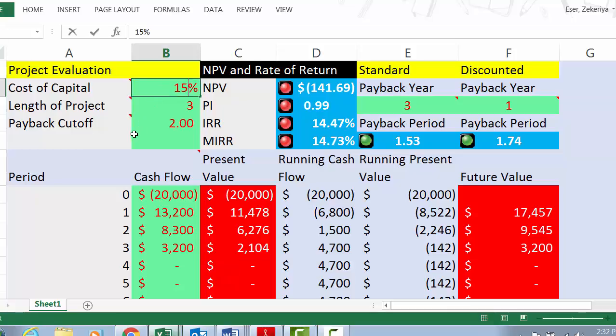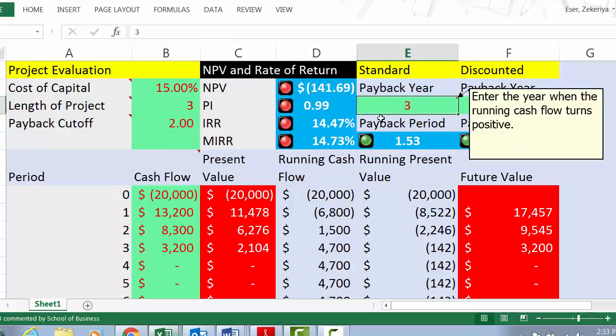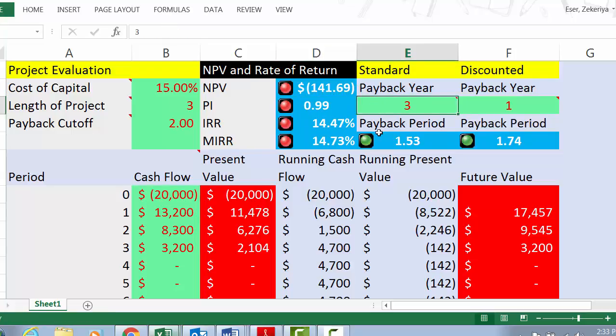Cost of capital is 15%. Length of project is 3 years. Payback cutoff is 2 years. Immediately we have our NPV. If we enter the payback year, in year 2, project A pays back, so payback period is automatically calculated. We're not going to worry about discounted payback year yet. We will do that later.